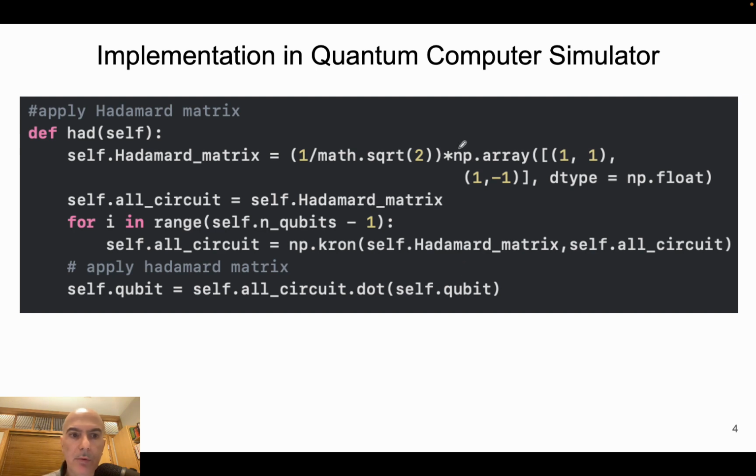If we want to represent this as an operation in your quantum simulator, if you develop one, what you need to do is express your matrix in this way. You see here the different elements of the matrix, and then you apply this tensor to your qubit.